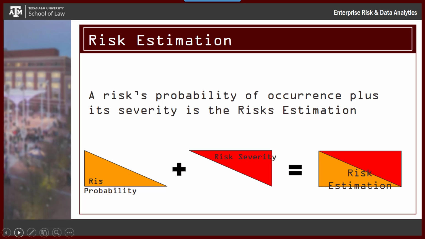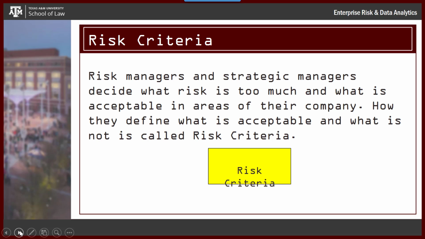Things can change overnight. We have to be careful of this. So we have to be able to look at the probability of occurrence and the severity of its risk, but these are hard factors to come up with. What is going to be the HR probability, and what's going to be the severity? IT, the manufacturing. So our risk managers and strategic managers decide when risk is too much and what is acceptable in areas of their company.